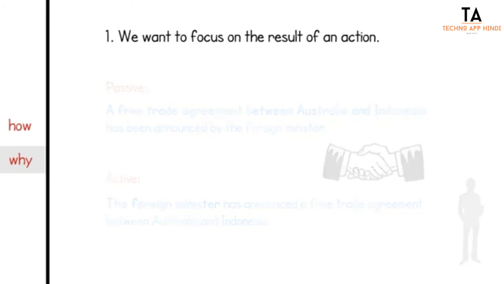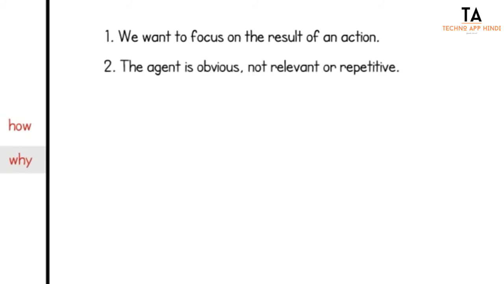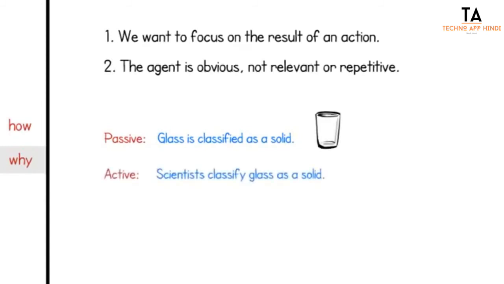We would also use the passive voice if the agent of the sentence is obvious or not relevant or repetitive within the text. For example, we would say, glass is classified as a solid, rather than scientists classify glass as a solid.